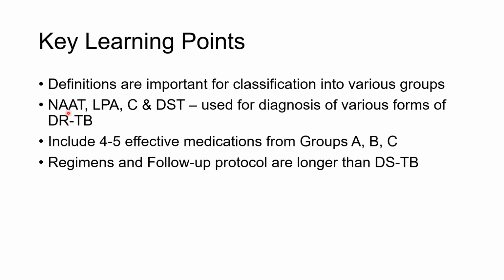NAT facility tests for NAT, and C and DST facility does three tests: first line probe assay, second line probe assay, and culture and drug sensitivity testing. We should always include 4 to 5 effective medications from group A, B, and C. Group A and B is a must, group C is plus minus. Regimen and follow-up protocol are longer in drug-resistant tuberculosis than drug-sensitive tuberculosis.